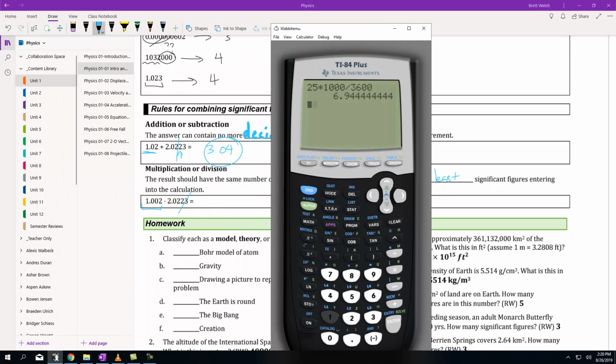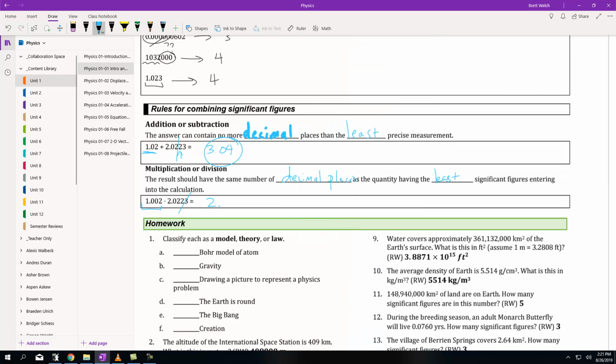we've got 1.002 times 2.0223. I'm going to do the multiplication with the whole problem, but now I'm going to have to cut it off at the 3rd decimal place, which would be 2.026. 2.026.